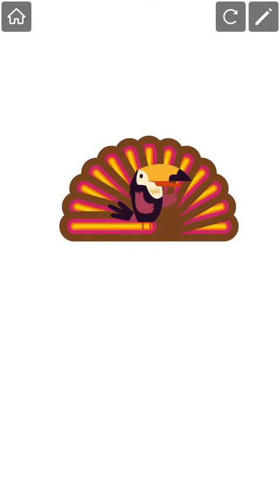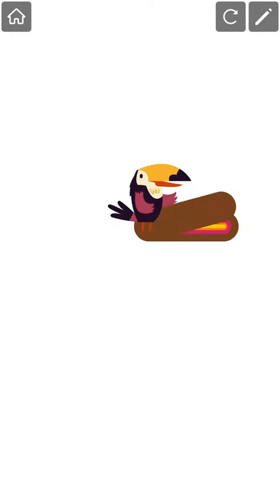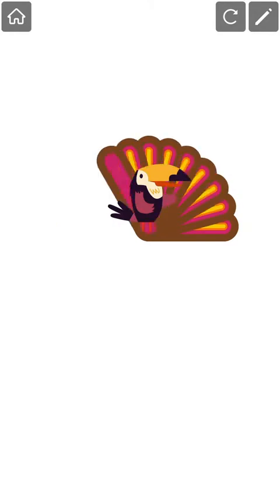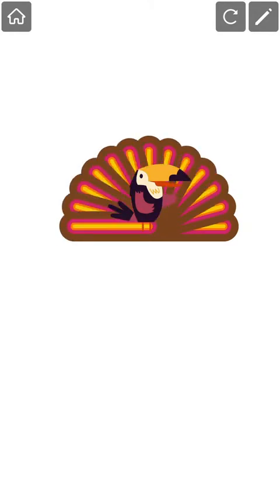To do this, we're going to draw one feather and then copy it to make the rest. Our feather is going to be made of 4 colors, starting with a wide brown line, a medium pink line, a small orange line, and a tiny yellow line. Let's get started.